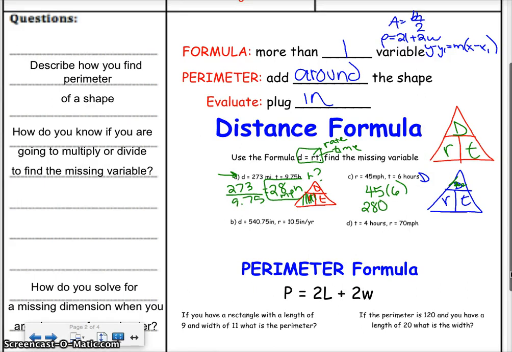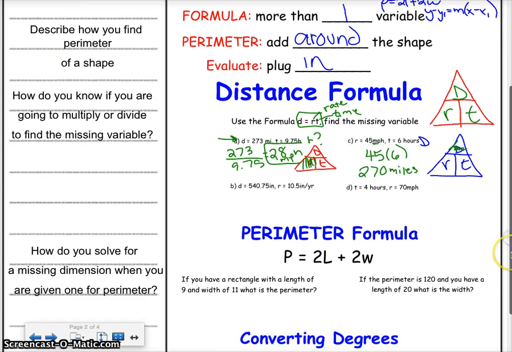D, now what's that label? What's the distance? Miles. How do I know it's miles? Because it's miles per hour. The rate tells us. 270. No. Yeah, it is. 240 plus 30 is 270. Darn, you got that right. Okay. Moving to the next one.